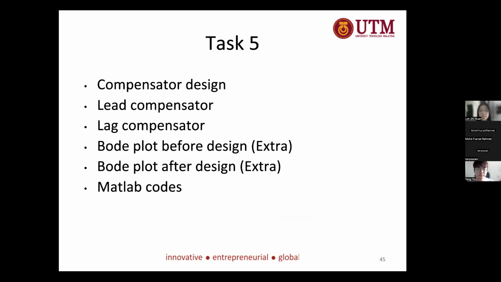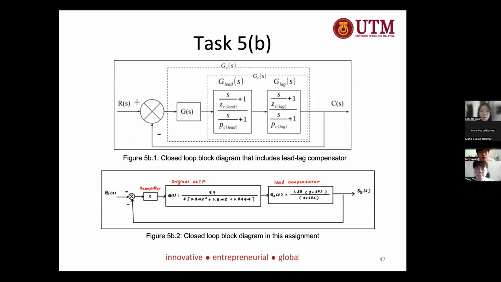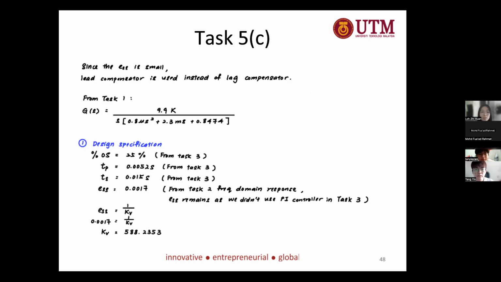So now we are going to task 5. Next. We follow the design specification from task 3, which is OS and TS reduced by half. Next. So this is the closed loop block diagram that includes a lead-lag compensator, but now because our KI is equal to 0, we just use the lead compensator only. Next. Since the ESS is very small, a lead compensator is used instead of a lag compensator, and the design specification here is from the previous task. Most importantly is the ESS, which is 0.017, and we can get the KV equals to 588.